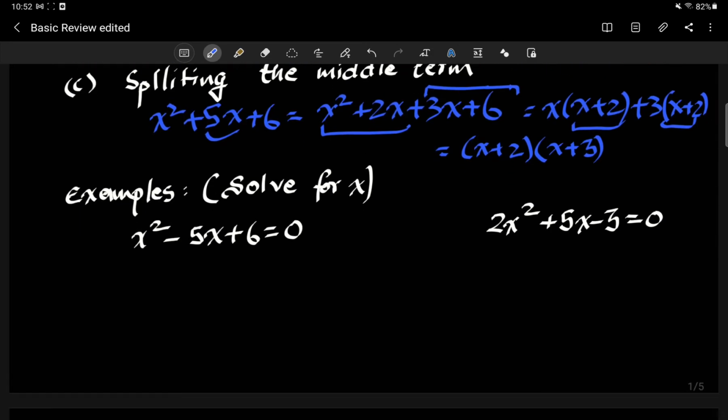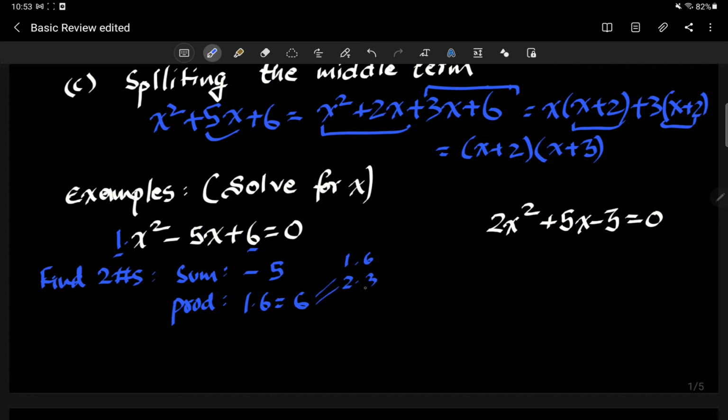Now remember, the idea behind splitting the middle term, what is that? Find two numbers such that their sum is negative 5 and the product is 1 times 6, which is 6. So you look at these coefficients, the product should be these and the sum should be negative 5. Now since it's easier to work with products, let's see how many ways can I get a product of 6. I can have 1 times 6, I can have 2 times 3, 3 times 2, 6 times 1.